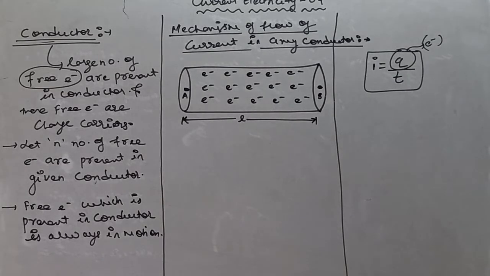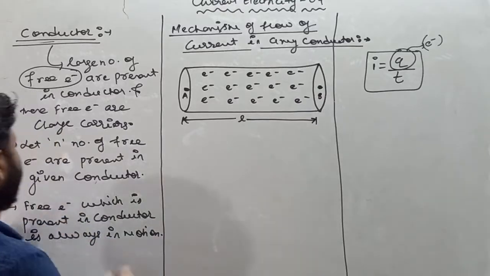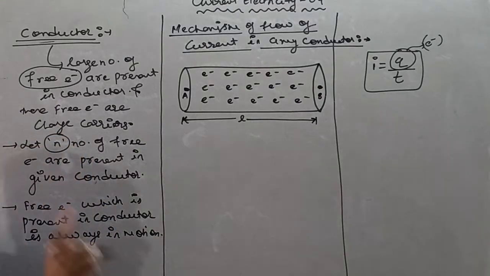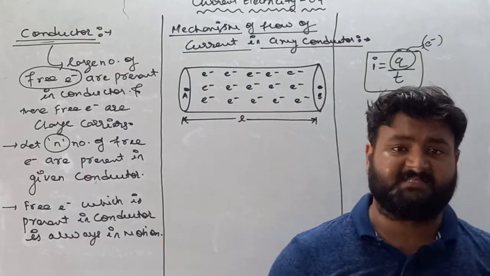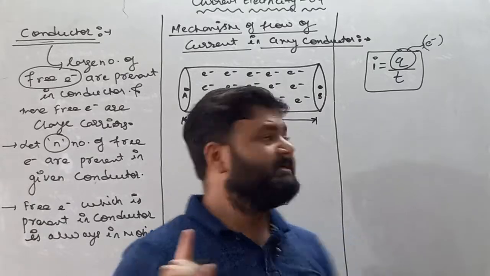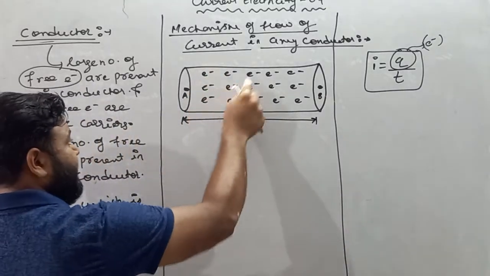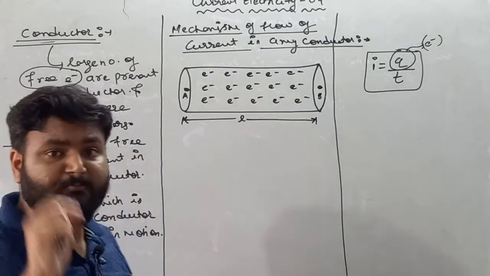First thing, the number of free electrons in a conductor is very large. We are considering in our conductor the number of free electrons is n. And remember one more thing, free electrons are never at rest. Free electrons always perform motion. So it implies the electrons present inside this conductor are always in motion.